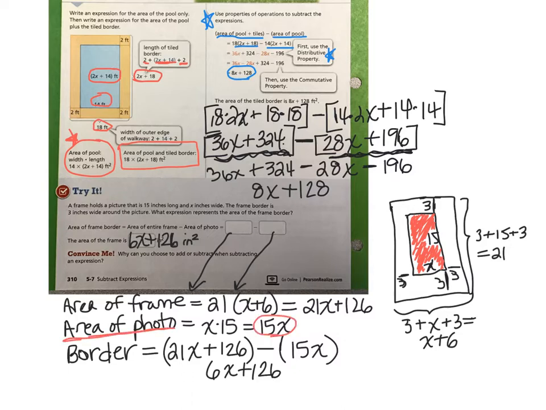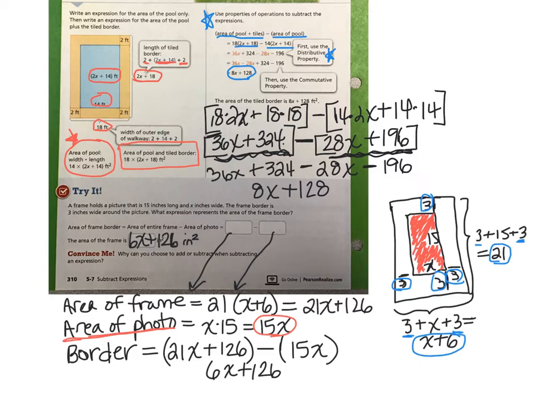Then we have the area of the frame. Remember, it tells us that the frame is 3 inches wide all the way around. So I've got a 3 added to both the left and the right side of the picture, this and this, and I've got a 3 added to the top and the bottom of the picture. So altogether, the overall height of the frame with the picture in it is 21, and the width of that picture frame is 3 on the left plus x plus another 3, or x plus 6.